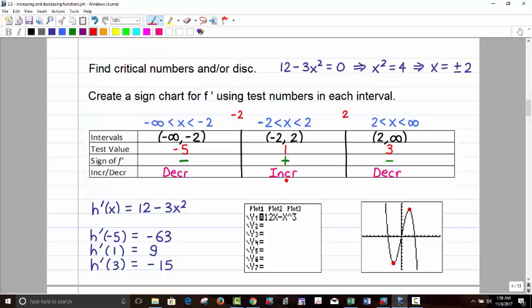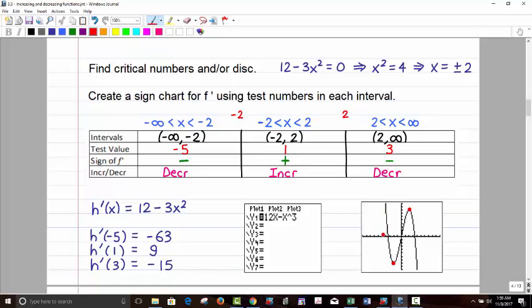So positive for that interval, increasing. Next one, from 2 to infinity. Pick something larger than 2. I picked 3. I got a negative number, so that represents all tangent slopes negative. That means decreasing. So now, just for grins, I'll put the picture of the graph in there, which was not required. We essentially have the intervals defined for the increasing, decreasing.